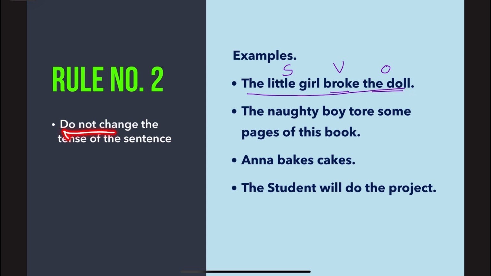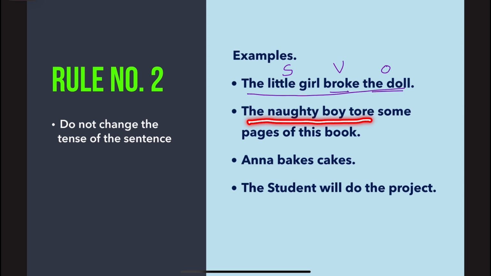Now, what do I mean by saying do not change the tense of the verb? Broke is past. If you don't know what simple past and simple present are, please check out the tenses video, because it is very important to know what I will be talking about, continuous and perfect, as I have covered all that in that video. The little girl broke the doll. The doll was broken by the little girl, because broke is past. We will write the doll was broken.